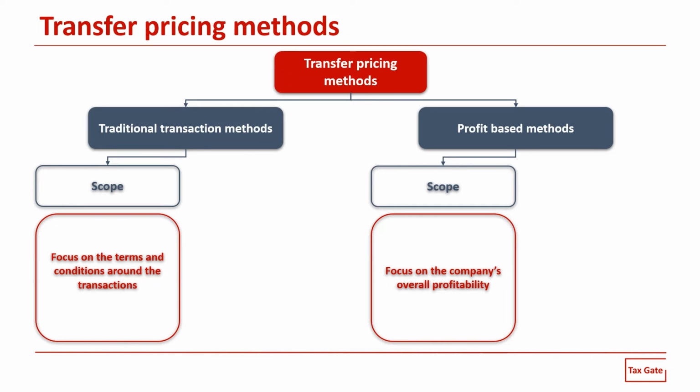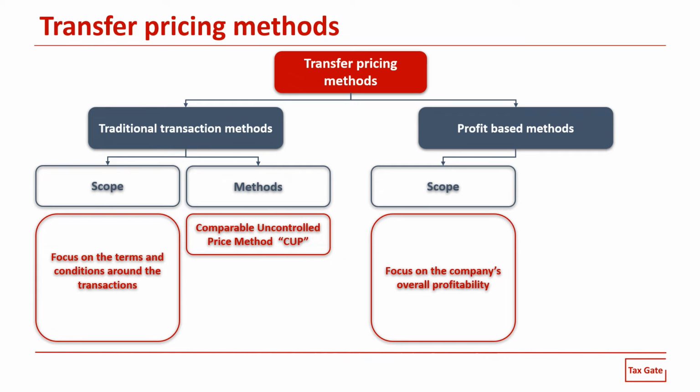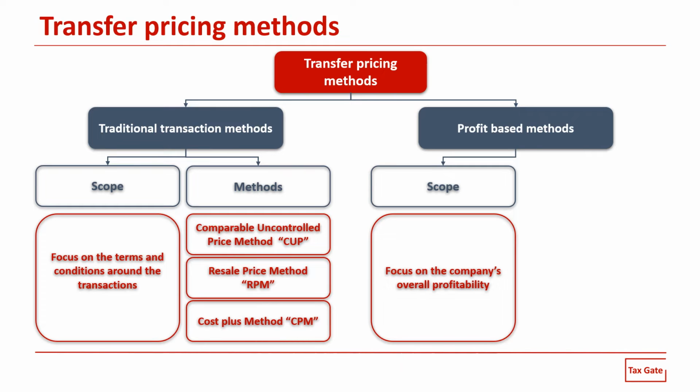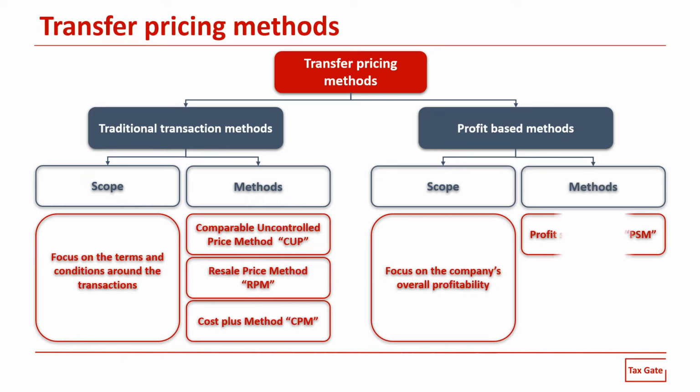Also, the traditional transaction methods include the following: the comparable uncontrolled price method, the resale price method, and finally the cost plus method. However, the profit-based methods include both the profit split method and the transactional net margin method.